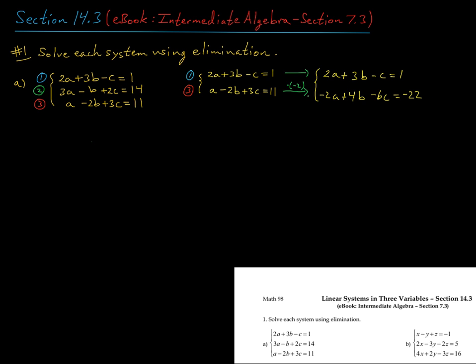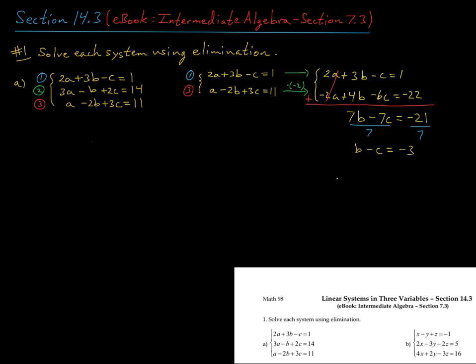And then go ahead and add. And I see the a terms drop out, and then I'm left with 7b minus 7c is equal to -21. Okay, now note here that every one of these coefficients is divisible by 7, so I'm going to go ahead and divide both sides by 7 as a simplifying step. So this gives us b minus c is equal to -3.